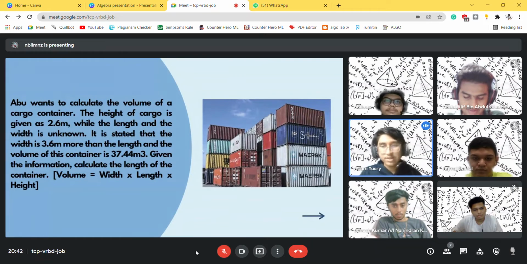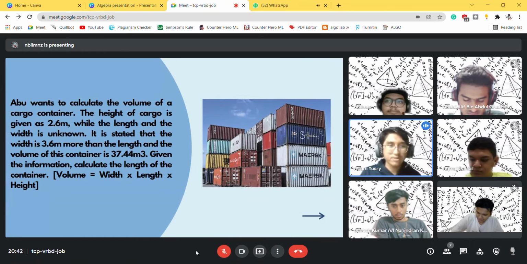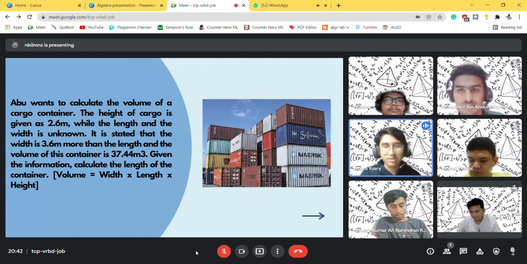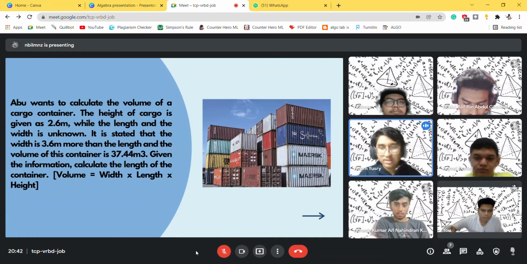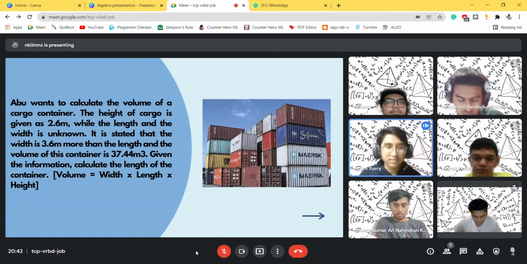Question 4 is about Abu, who wants to calculate the volume of a cargo container. The height of the cargo is given as 2.6 meters, while the length and the width are unknown. It is stated that the width is 3.6 meters more than the length, and the volume of this container is 37.44 meters cubed. Given the information, calculate the length of the container. So this question wants us to calculate the length of the container with the given formula.